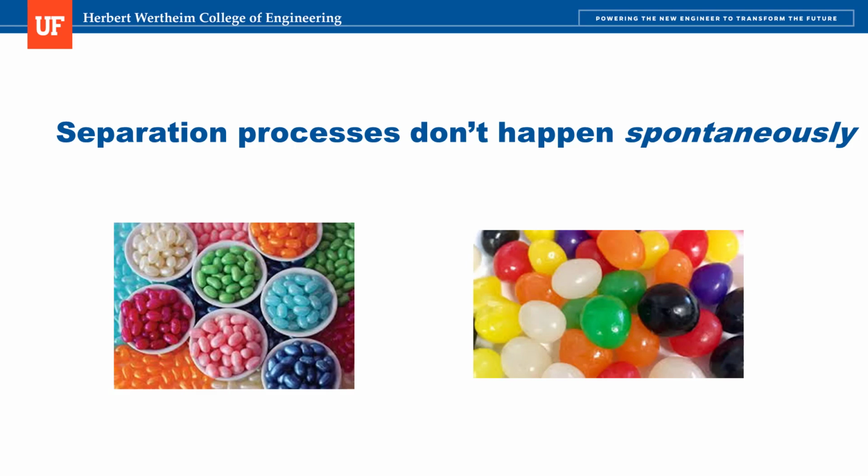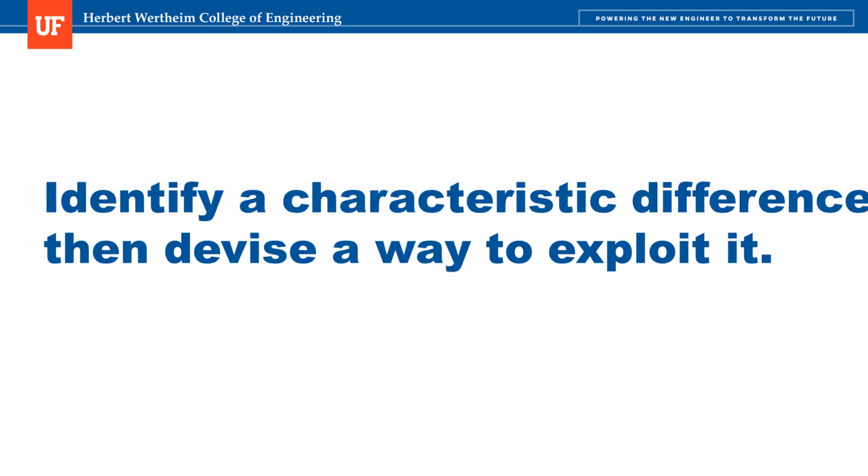So said another way, the natural order of the universe will always resist a separation process because a mixture is disorderly and therefore entropically favorable. In order to separate the components, you have to overcome the decrease in entropy that would otherwise occur. The way to accomplish this is to identify a characteristic difference between your components, then devise a way to exploit it.